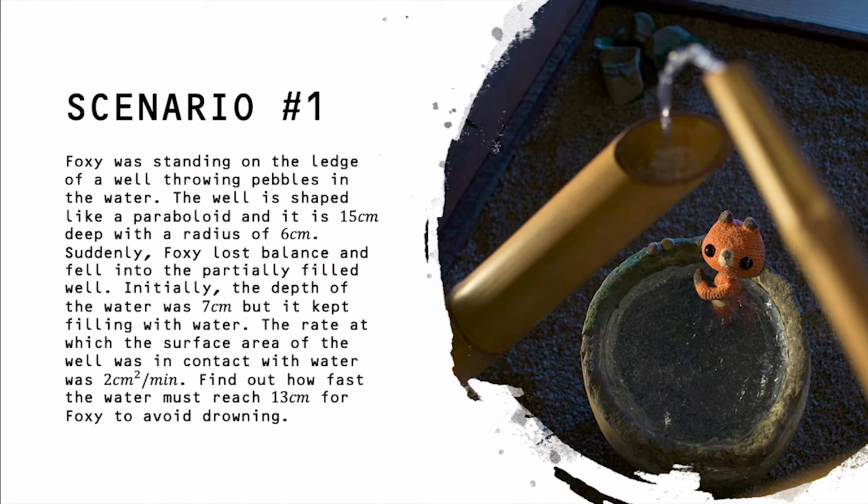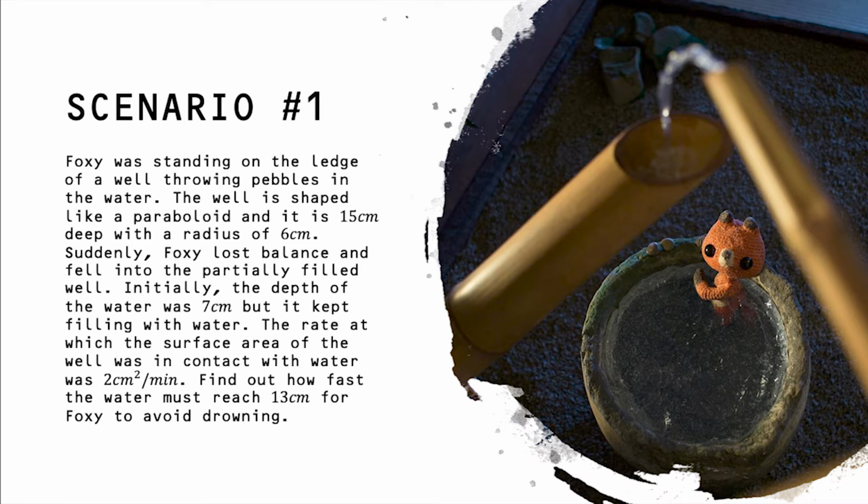Foxy was standing on the ledge of a well throwing pebbles in the water. The well is shaped like a paraboloid and it is 15 centimeters deep with a radius of 6 centimeters. Suddenly, Foxy lost balance and fell into the partially filled well. Initially, the depth of the water was 7 centimeters, but it kept filling with water.